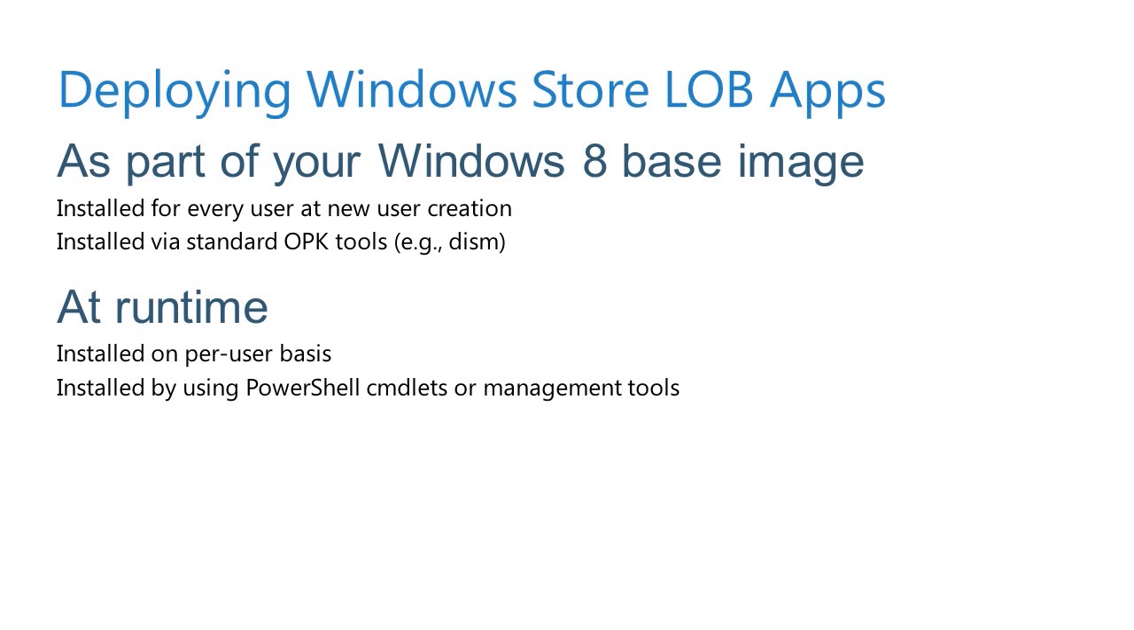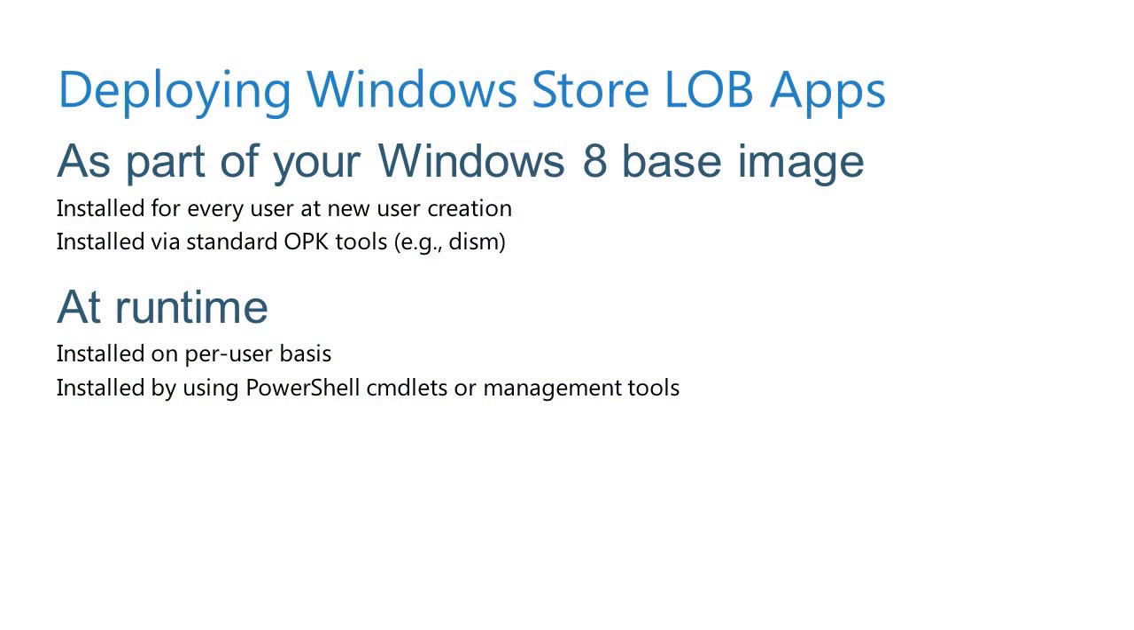You can also do it at runtime. This would be the case if you're using a management tool, or in a case where you wanted, for example, a startup script or a login script, or you have a script that the user actually runs at the time that they would like to install the app. In that case, it's installed on a per user basis, and it's installed normally using PowerShell cmdlets or management tools. If we take a look at the PowerShell cmdlets that are available to you, there's Get-AppxPackage, which lets you query the system to find out what are the packages that are installed and what the version number is of those.